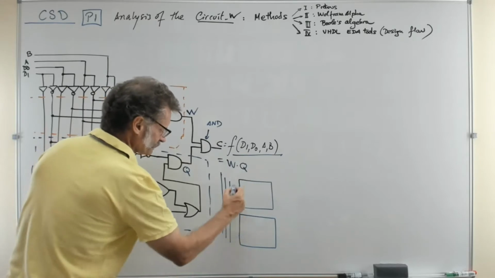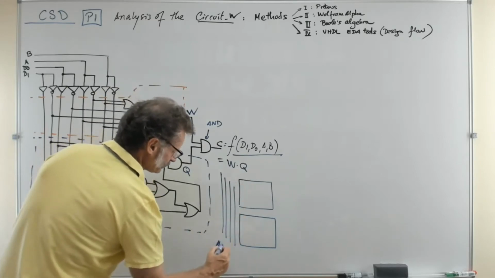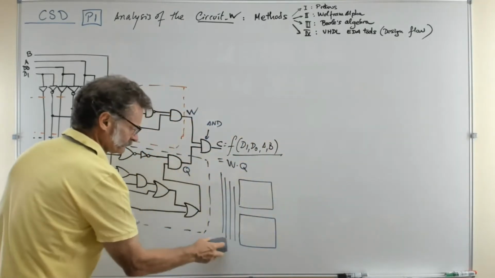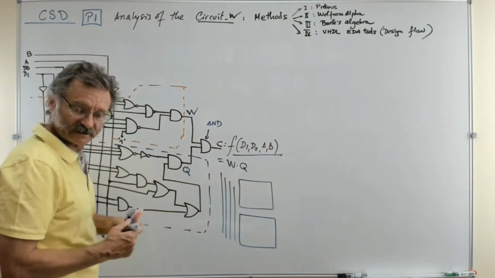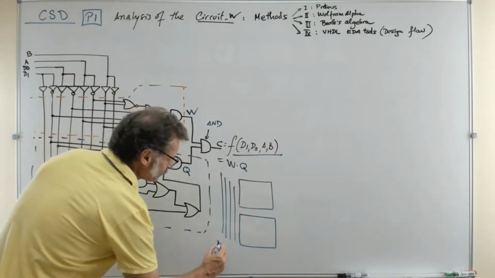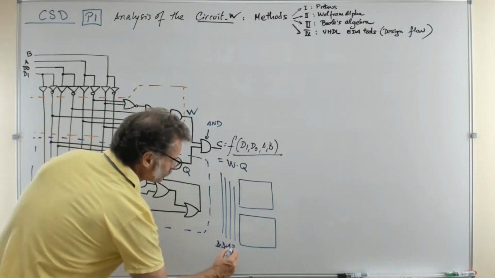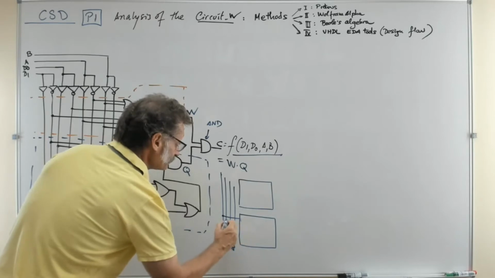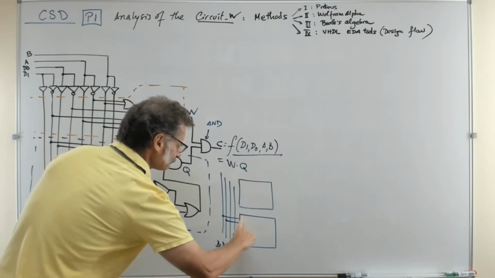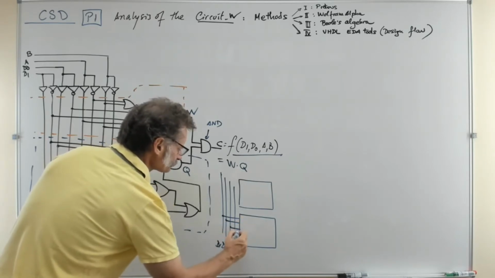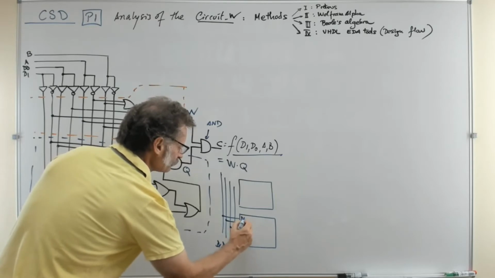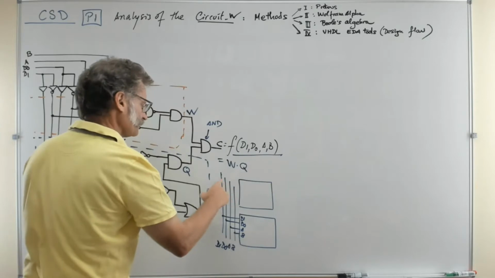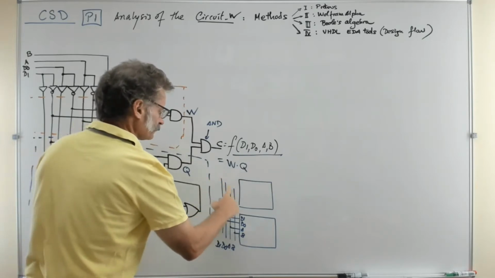So if this is D1, D0, A and B, you are connecting this at the inputs, okay? So D1, D0, A and B, and the same here, right? No problem.